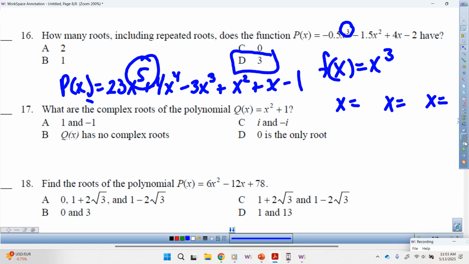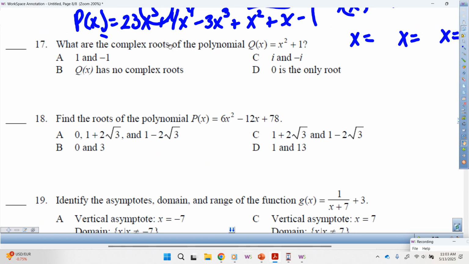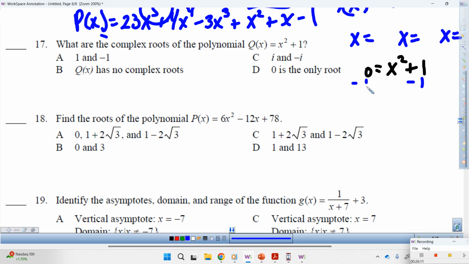All right, let's go to number 17. What are the complex roots for that polynomial? Well, the first thing we do is set it equal to 0. So this one, we write 0 equals x squared plus 1. Let's solve. Let's leave x by itself. So what do I do next, everyone? Subtract 1, subtract 1. Negative 1 equals x squared. How do we cancel that squared, everyone? Square root. This cancels that. So x equals plus minus.